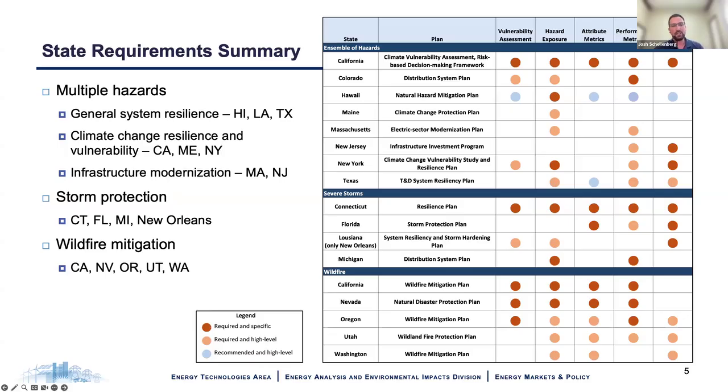And then finally, out west, you see a lot of wildfire mitigation plans that are specific to wildfire, particularly in California, which has had plans in place for nearly a decade now, and other western states.